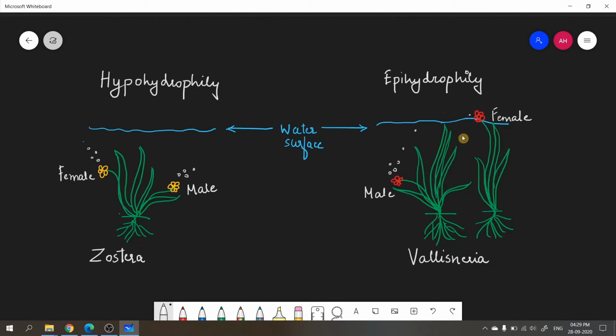An important thing to note here is the density or the specific gravity of pollen grains. Here, the specific gravity of pollen grains in epihydrophily is the same as that of water, and hence the pollen grains can float on water. But when you talk about pollen grains of Zostera, those are heavier than water, and that is why they do not float on the surface. Rather, they sink to the bottom, and then they can come in contact with the stigmas of the female flower.